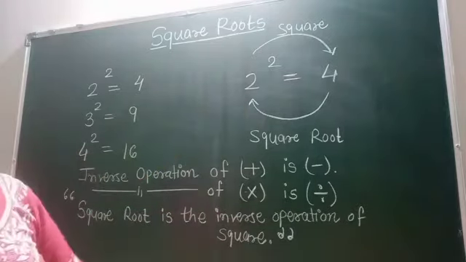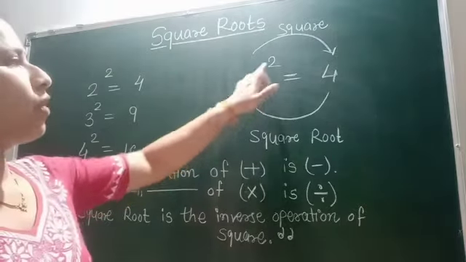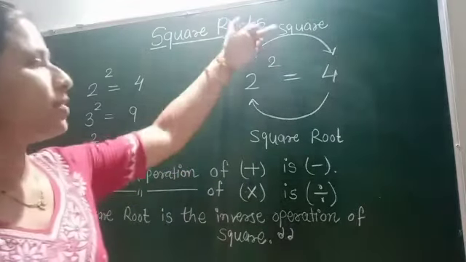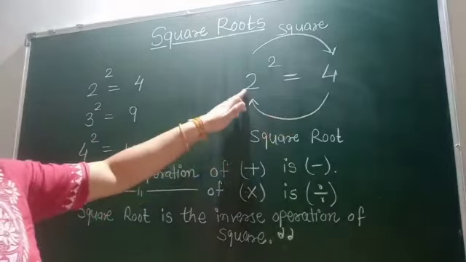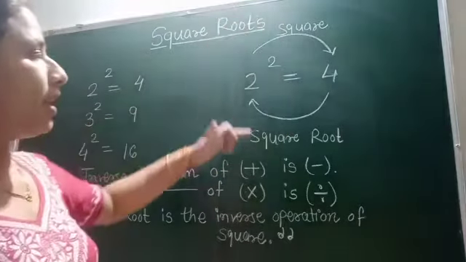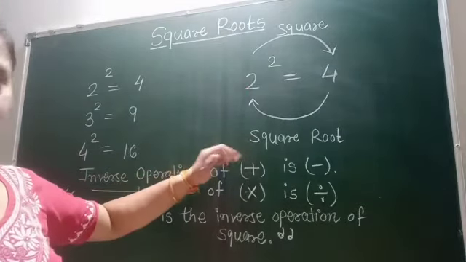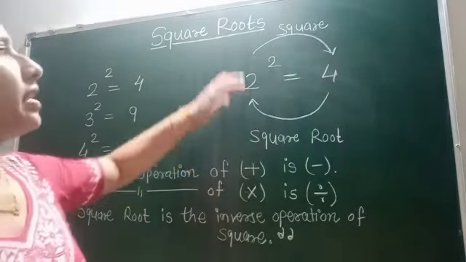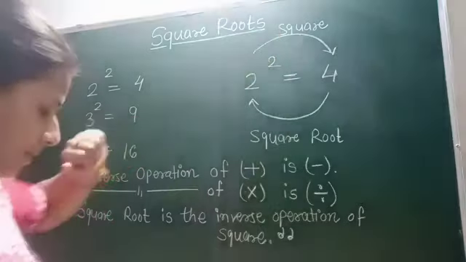As you can see in this diagram, square of 2 is 4. So, square root of this 4 will be 2. It means square is the inverse operation of square root and square root is the inverse operation of square.